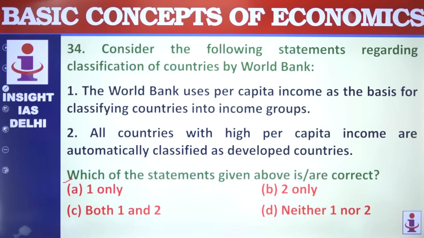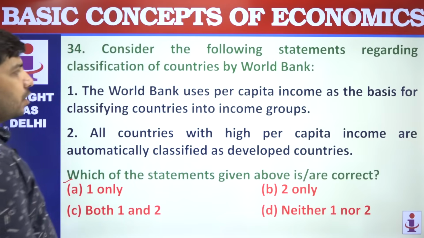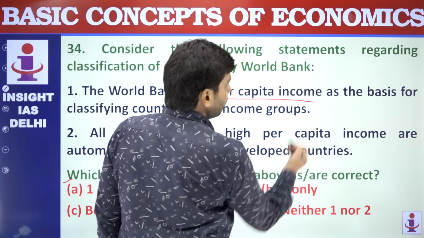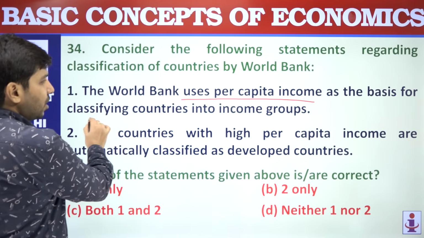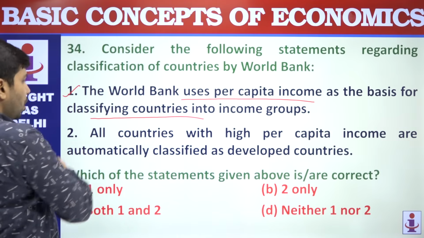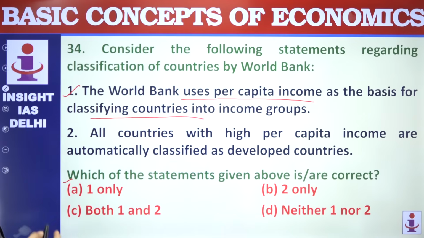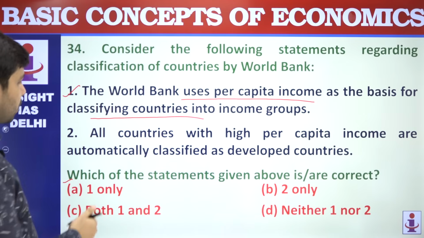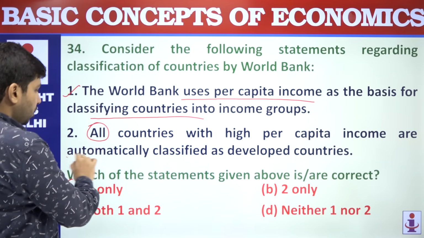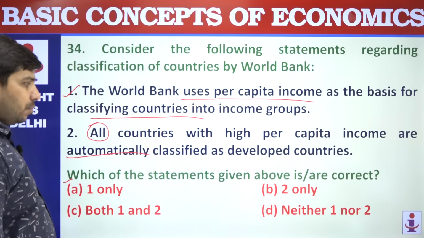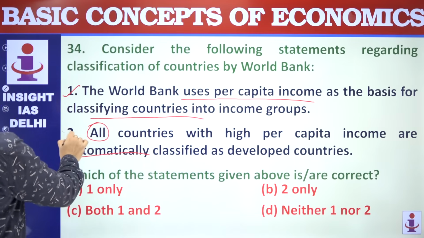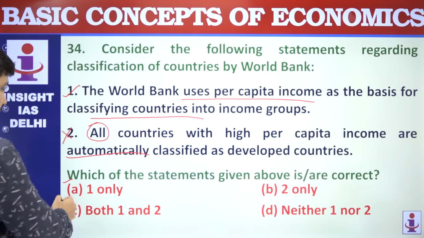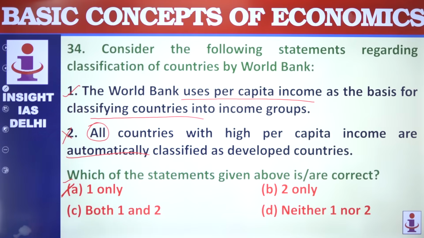Classification of countries by World Bank. The World Bank uses per capita income. Yes, the World Bank uses per capita income as the basis of classifying countries into income groups. All countries with high per capita income are automatically classified as developed. No, not all countries with high per capita income will be called developed countries. This statement is not correct. Correct answer is option A.